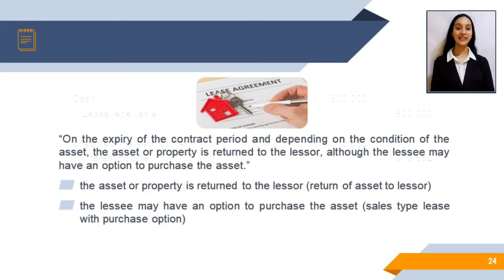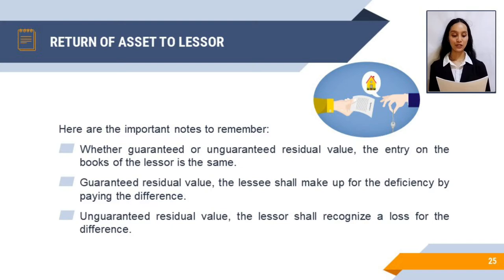For the next part of Chapter 14, Sales Type Lease, Lessor, before we proceed to our next topic, let's read this first. On the expiry of the contract period and depending on the condition of the asset, the property is returned to the lessor, although the lessee may have an option to purchase the asset. We will discuss the two topics from this paragraph. The first one is that the asset or property is returned to the lessor, or return of asset to lessor. And the next topic is the lessee may have an option to purchase the asset, or sales type lease with purchase option.